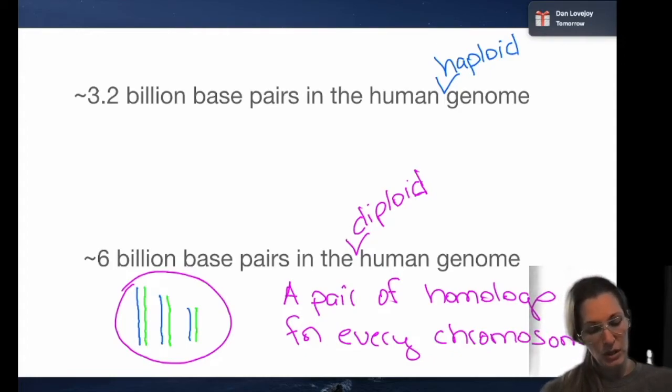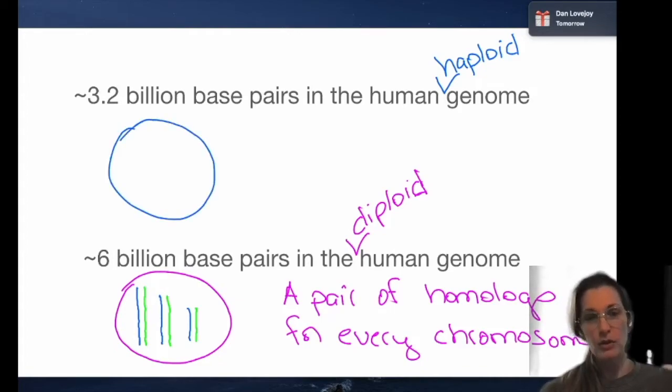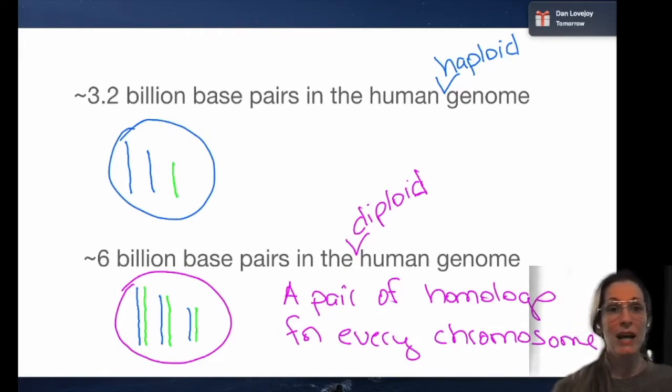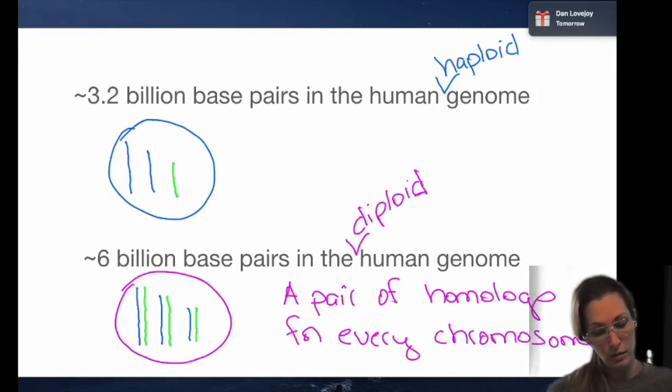Whereas in the haploid genome, there's only going to be one. There's going to be one copy of chromosome 1, one copy of chromosome 2, one copy of chromosome 3. They might be the ones that were inherited from different parents, but there's only going to be one copy.